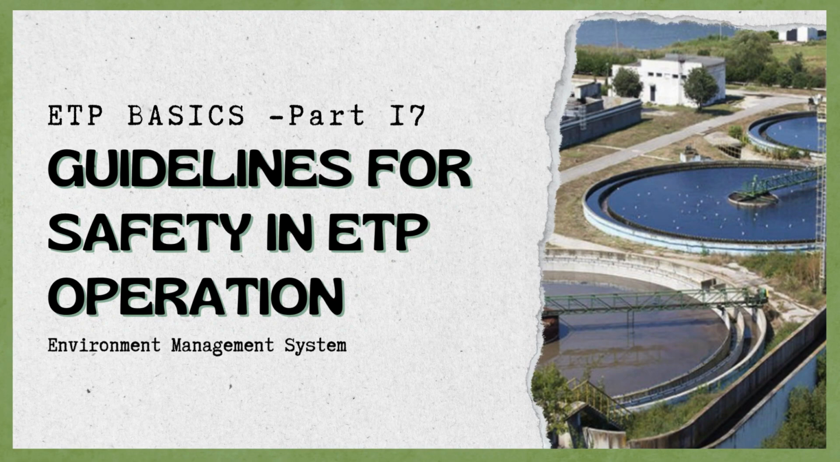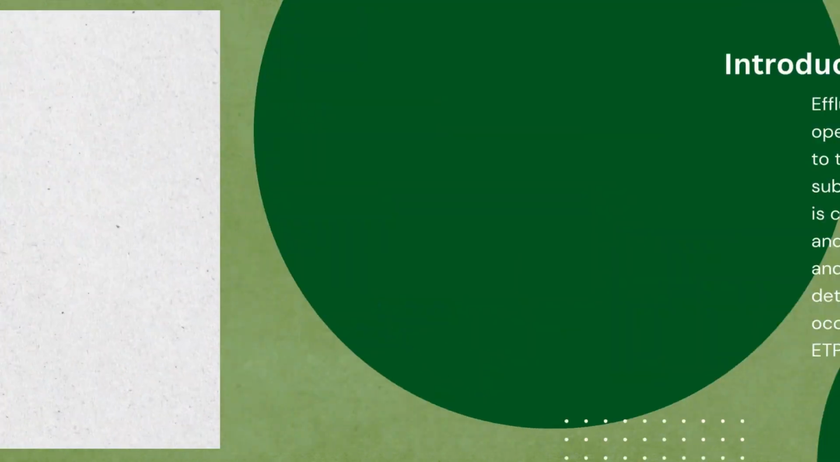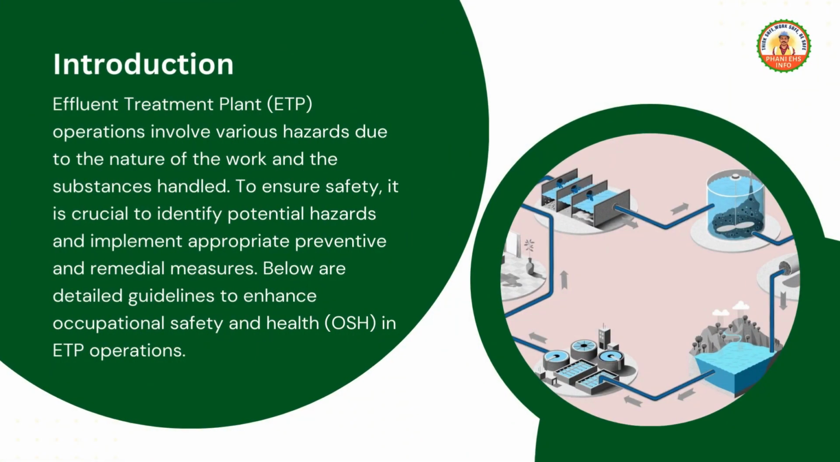Guidelines for Safety in Effluent Treatment Plant (ETP) Operation. Effluent Treatment Plant (ETP) operations involve various hazards due to the nature of the work and the substances handled. To ensure safety, it is crucial to identify potential hazards and implement appropriate preventive and remedial measures. Below are detailed guidelines to enhance occupational safety and health (OSH) in ETP operations.